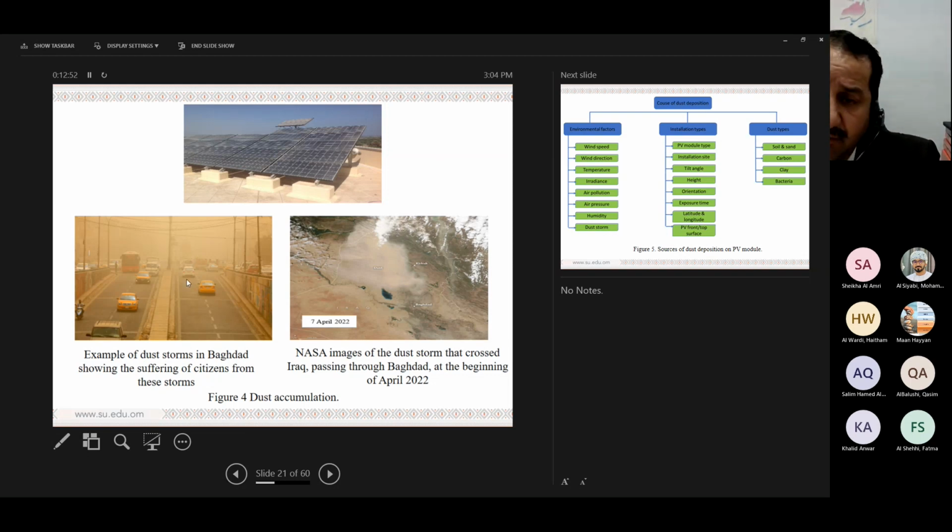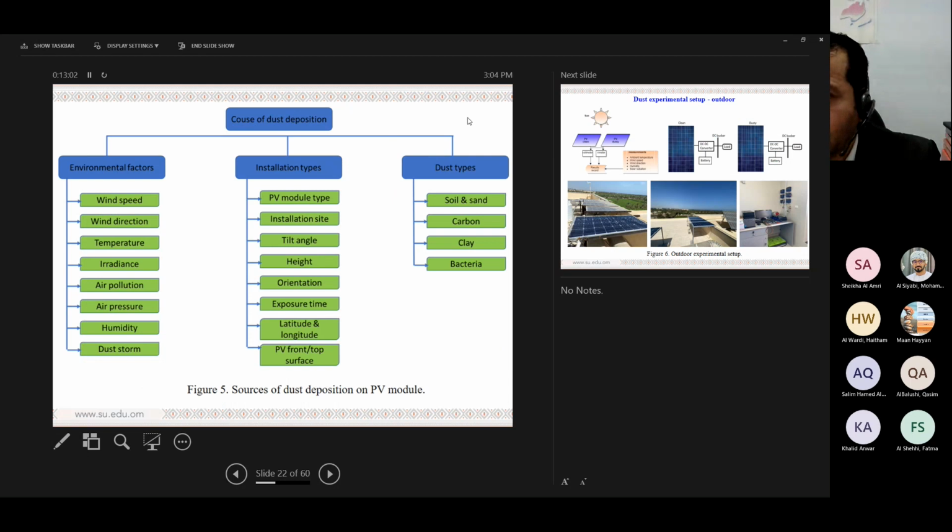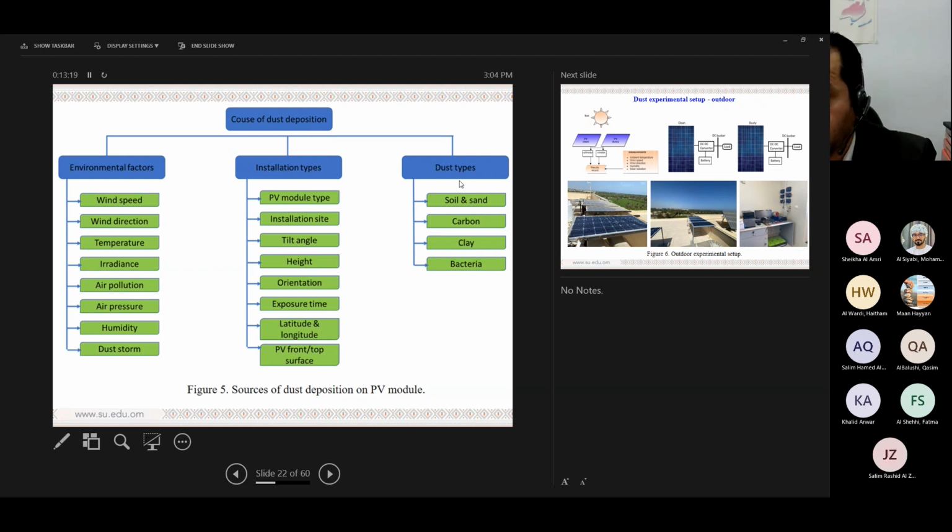Some places suffer from dust, and in some places you can even monitor the dust storms from space, using satellites. Now, why does dust accumulate? For many reasons. If we would like to classify the sources of dust accumulation on PV, we can put them in three categories: environmental factors, the installation, or the type of dust itself.